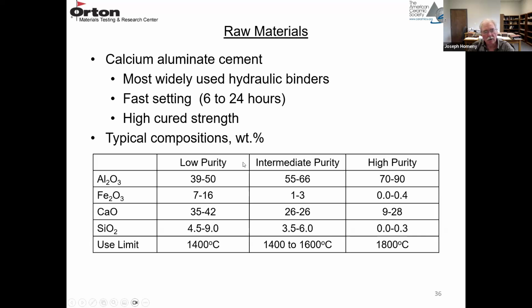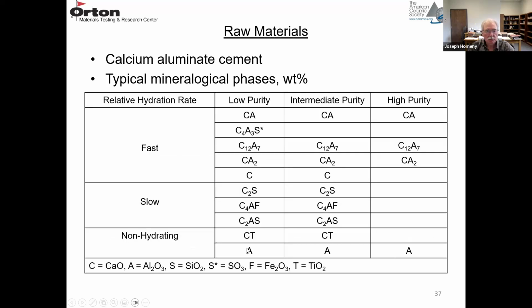And going up in purity level, you're also going to go up in use temperature. So the low purity is going to be useful to maybe 1400 C, the intermediate purity 1400 to 1600 C, and high purity maybe 1800 degrees C. So that the calcium aluminate cement by itself, if it's high purity, is quite refractory.